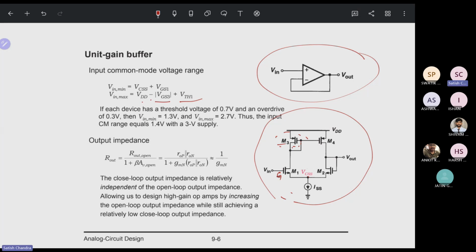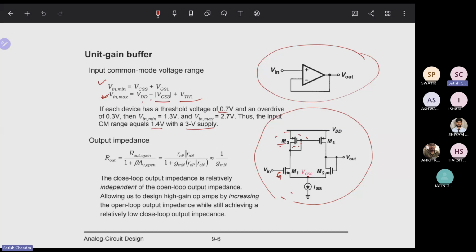If each device has a threshold voltage of 0.7 volt and an overdrive voltage of 0.3, then V in minimum is going to be 1.3 volts and V in maximum is going to become 2.1 volts. Thus the input common mode range equals 1.4 volts within the 3 volt supply.